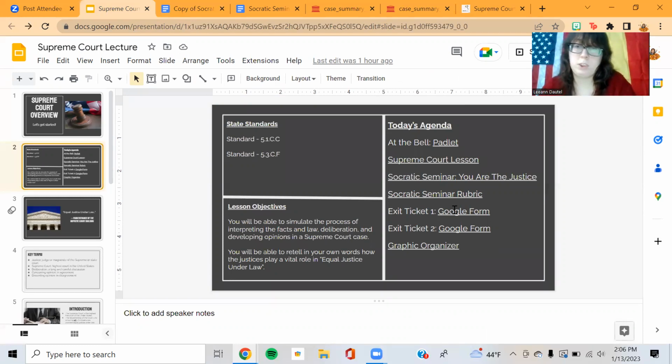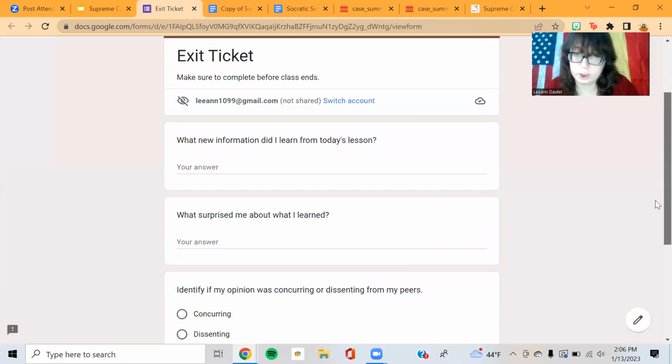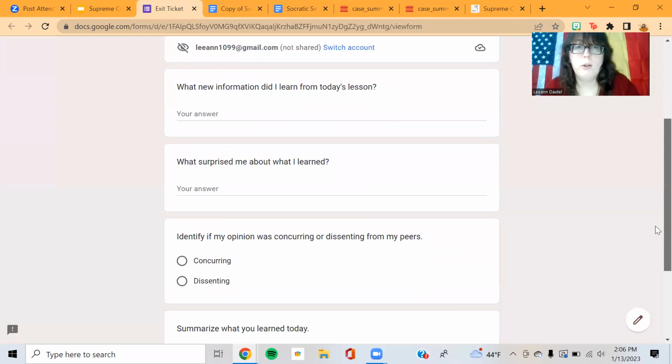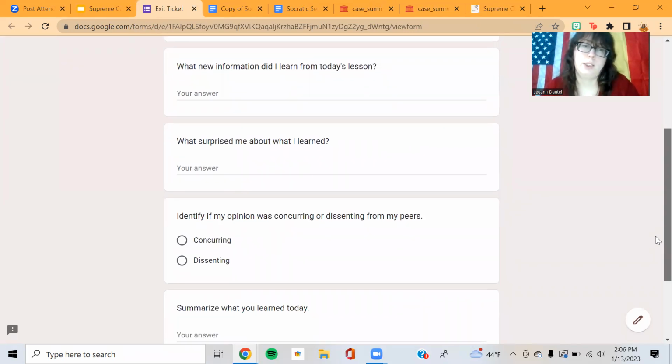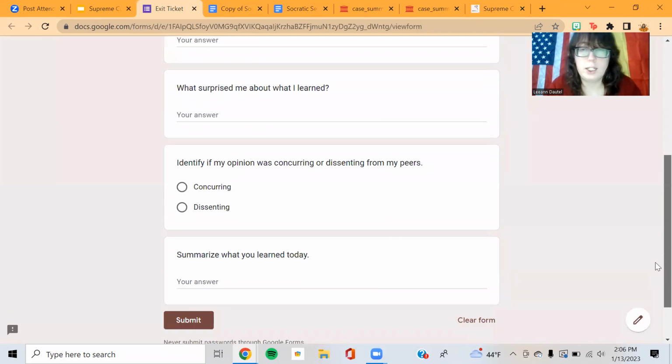I have 2 different Google Forms for them to complete. This Google form is for my advanced and proficient students. What new information did I learn from today's lesson? What surprised me most about what I learned? Identify if my opinion was concurring or dissenting from my peers in the Socratic seminar portion of the lesson, and summarize what you learned today.